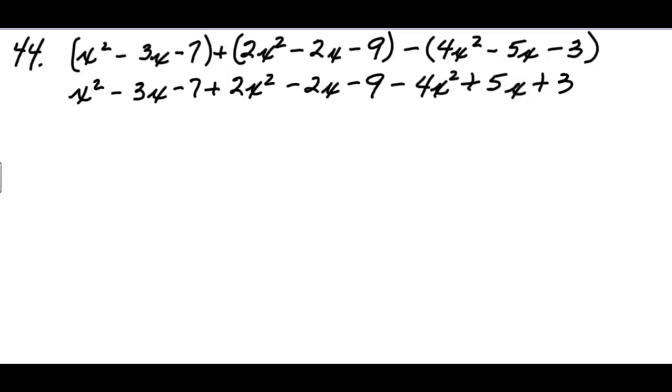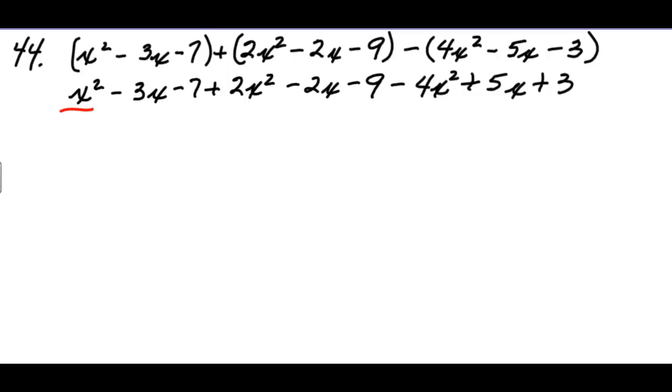This is the part where you have to be the most careful, when you're going through by the negative sign, all the signs inside change. If 4x squared is assumed to be positive, then it becomes negative. Negative 5x becomes a positive, and a negative 3 becomes a positive. Now what I can do is combine all of my like terms.